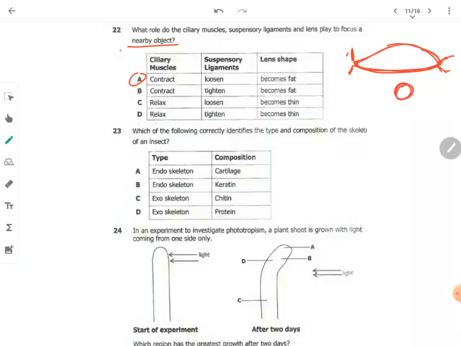Question 23. Which of the following correctly identifies the type and composition of the skeleton of an insect? The options are: endo, cartilage; endoskeleton, keratin; exo, chitin; exo, protein. The answer is C. An exoskeleton goes with chitin.